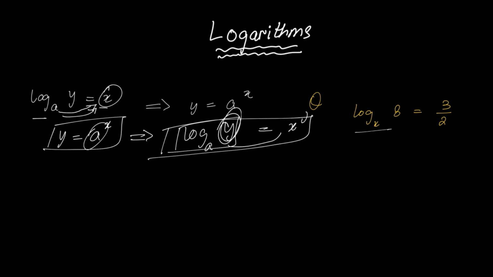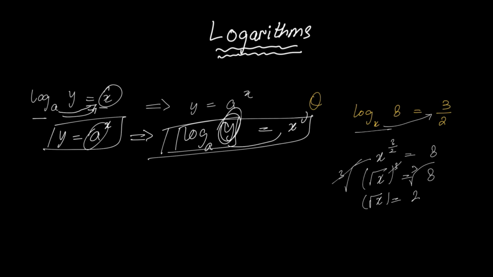Log base x of 8 is equal to 3 upon 2, and we have to find x. So simply we'll take x there. So x to the power 3 upon 2 is equal to 8. We can put a cube root on both sides. This will cancel with this, and this will give us 2. So square root of x will give us 2. We will square both sides, and x is equal to 4. So we get x as 4.